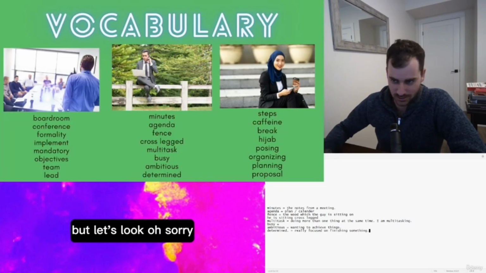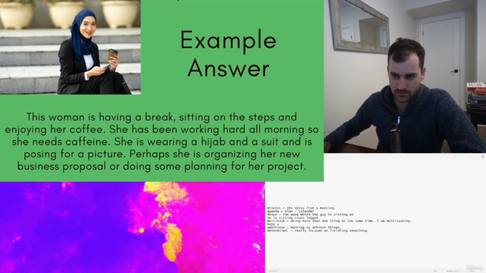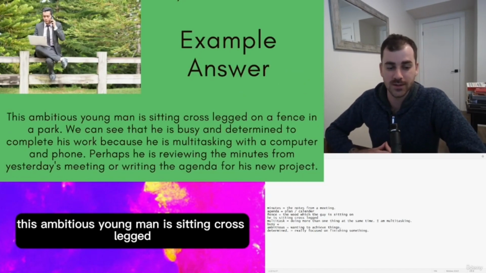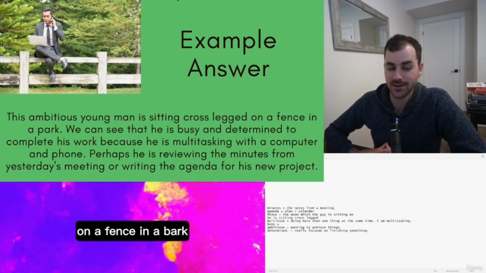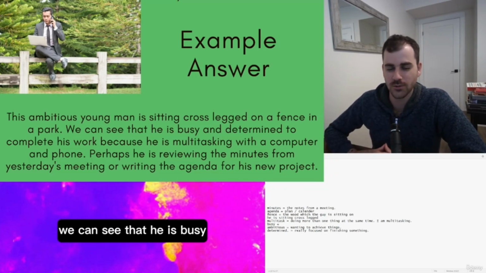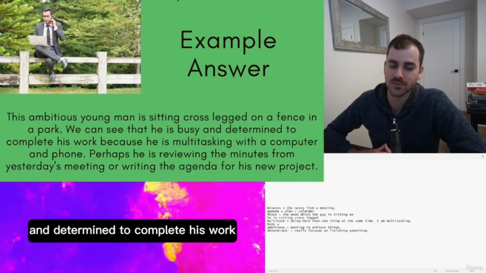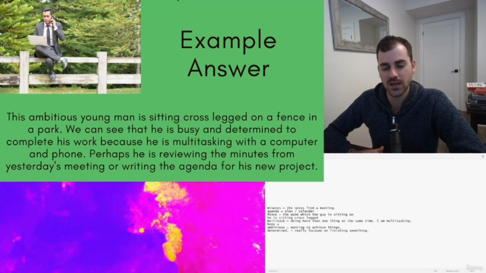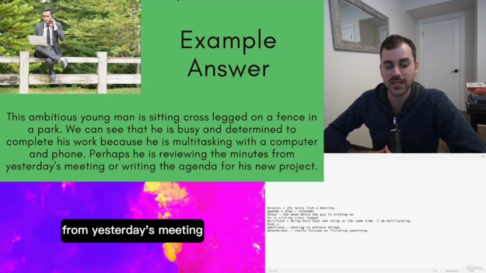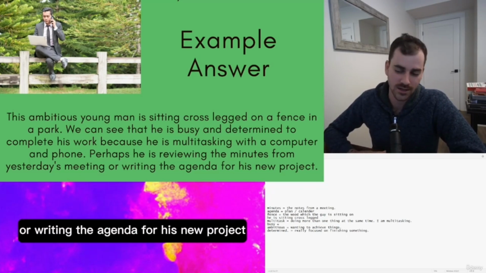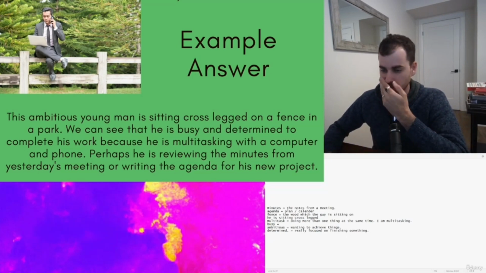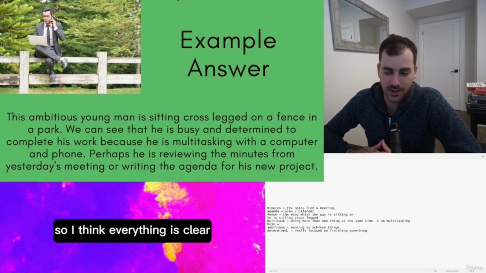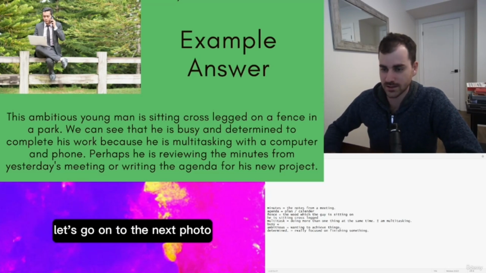But let's look at the example answer. This ambitious young man is sitting cross-legged on a fence in a park. We can see that he is busy and determined to complete his work because he is multitasking with a computer and phone. Perhaps he is reviewing the minutes from yesterday's meeting or writing the agenda for his new project. So I think everything is clear. Let's go on to the next photo.